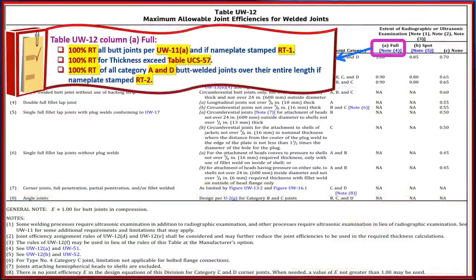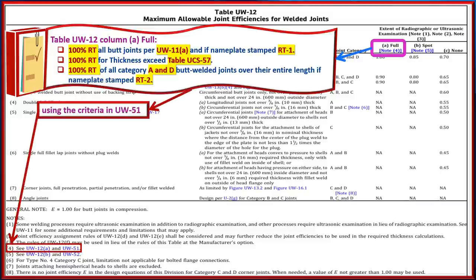Please note that Table UW-12 column A, full, is used when 100% RT of all butt joints per UW-11(a), and if nameplate stamped RT1, or 100% RT for thickness exceeding Table UCS-57, or 100% RT of all category A and D butt welded joints over their entire length if nameplate stamped RT2. In that case, we use the criteria in UW-51.